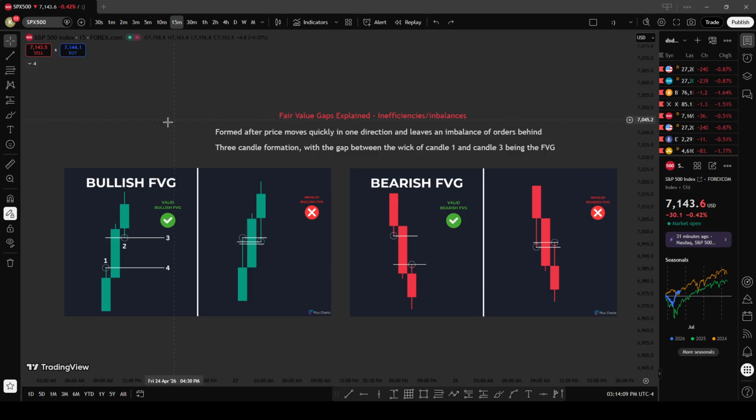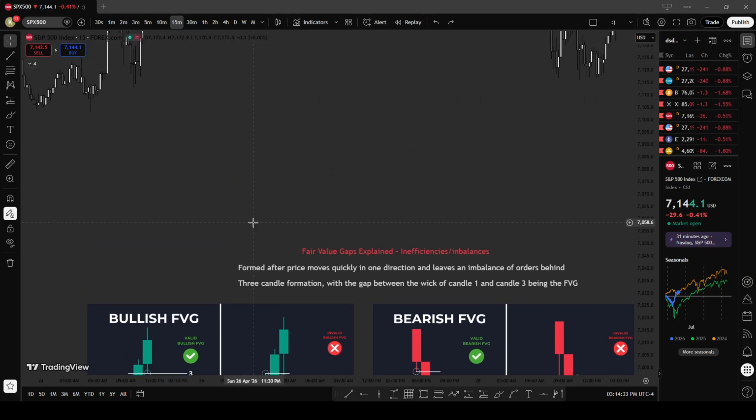Now, this is important because instead of chasing price, you can wait for price to return to these areas and get your entry. So price can come down, fill this imbalance of orders, and continue upwards. So let's look at a real chart example now because it's a lot easier to see.